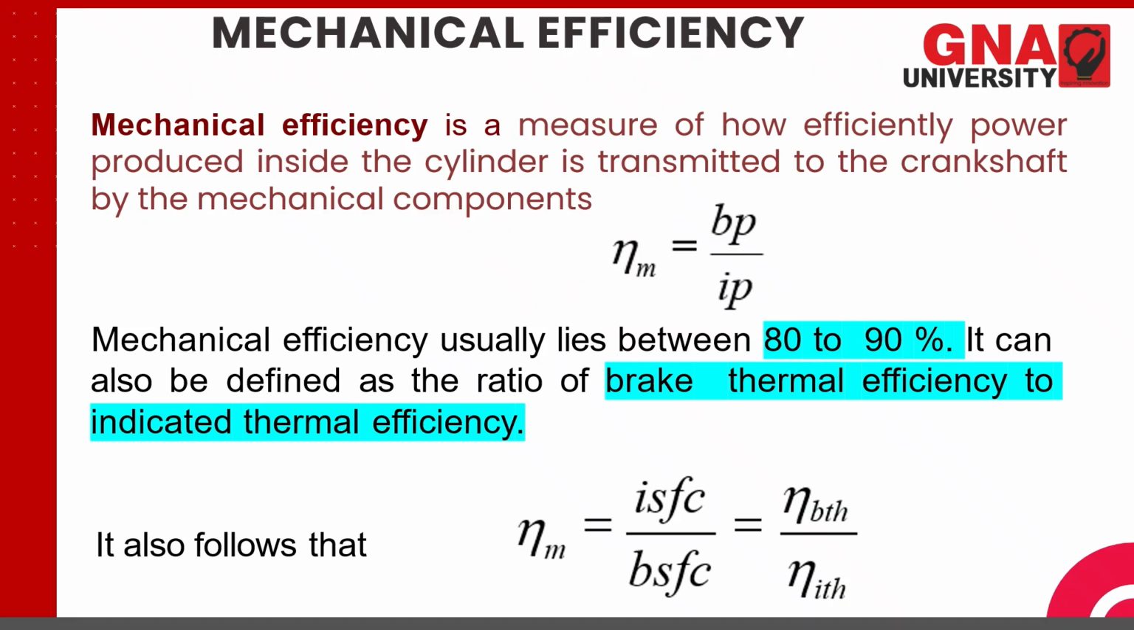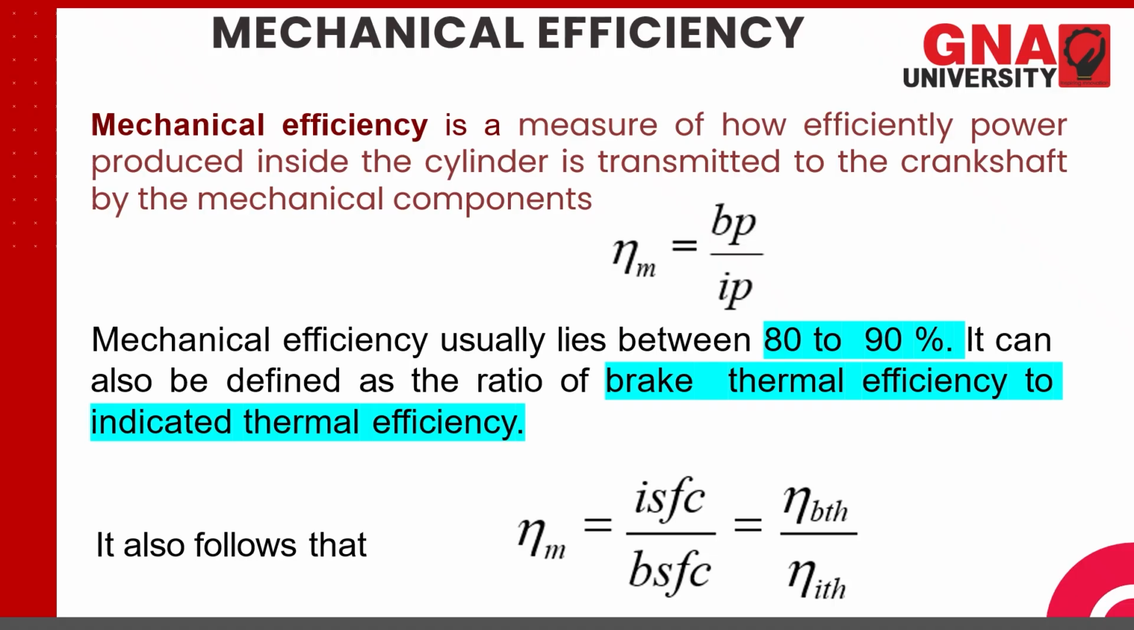Mechanical efficiency measures how efficiently power produced inside the cylinder is transmitted to the crankshaft by the mechanical components. It can be written as the ratio of brake power to the indicated power. Since brake power is the power available at the crankshaft and indicated power is the power produced inside the engine, indicated power will be of greater value as compared to the brake power. Hence this ratio will be in fractions. Multiplied by 100 gives you the mechanical efficiency. So mechanical efficiency usually lies between 80 to 90%.